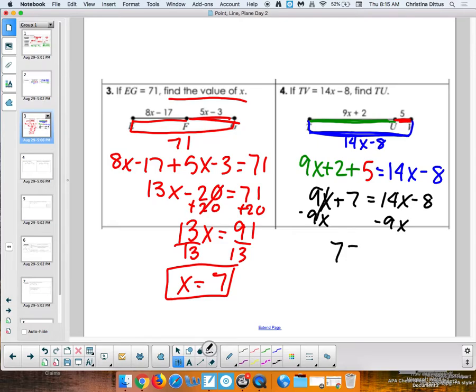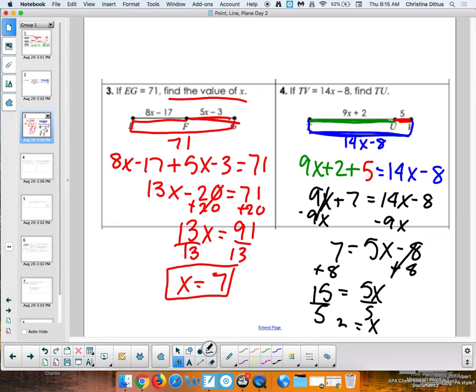No x's over here. I got 7 equals how much x? 5x minus 8. Now what? Add 8. Good. Plus 8, plus 8. 7 and 8 is 15. So 15 equals 5x. Then what? Divide by 5. Good. X equals 3.